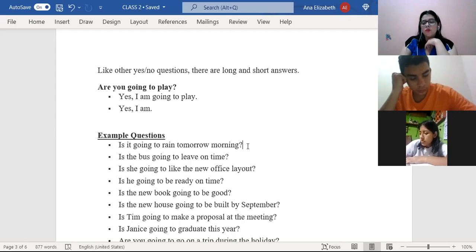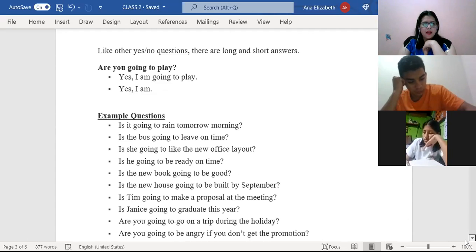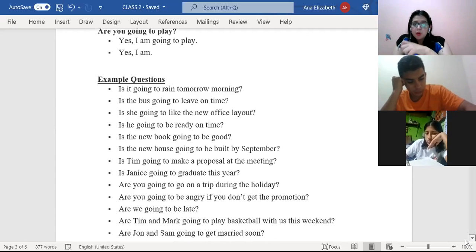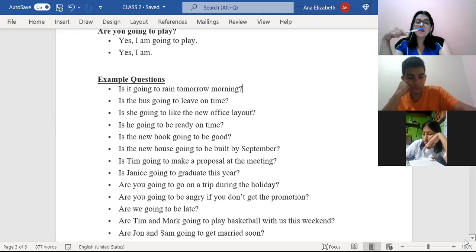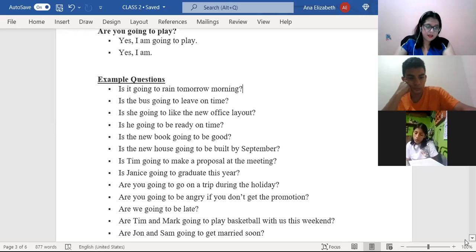Aquí tenemos unos ejemplos. Aquí hay varios ejemplos. Vamos a leer algunos. It is going to rain tomorrow morning. No sé, ¿verdad? Nobody knows. Nadie sabe, ¿verdad? Is the bus going to leave on time? No, probablemente no, ¿verdad? Is she going to like the new office layout? Vamos a ver otro. Are we going to be late? Probably. Si llegamos tarde, lo más probable es que sí, ¿verdad?